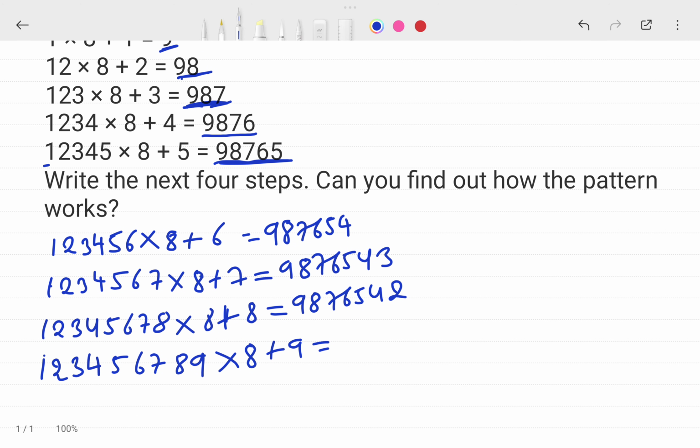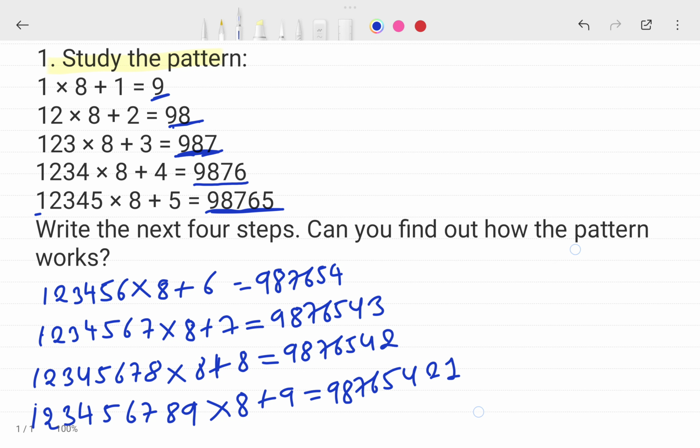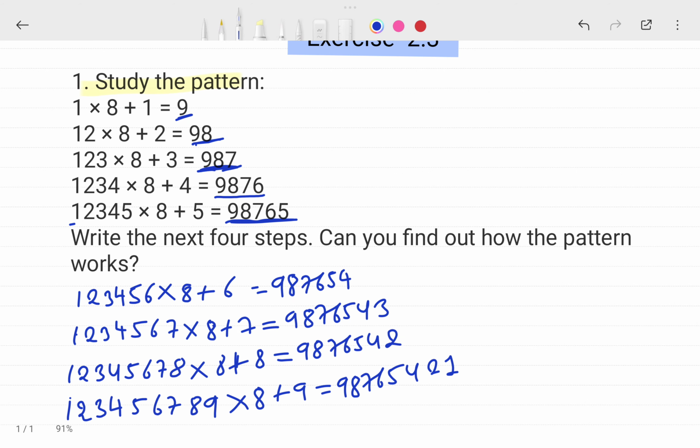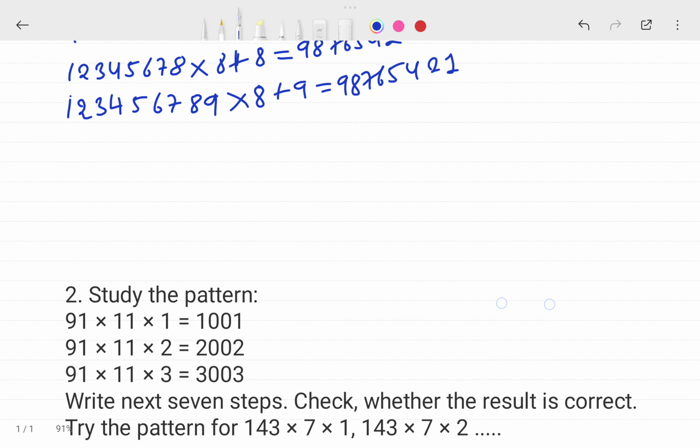If it is also decreasing, then what is going to be? 9 8 7 6 5 4 2, and 2 will decrease, then it becomes 1. Okay, so this is our pattern here, and it is clear. Is it clear? Right, so let's complete the second one.